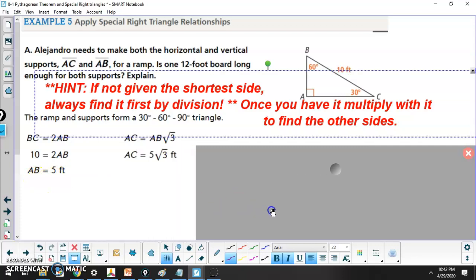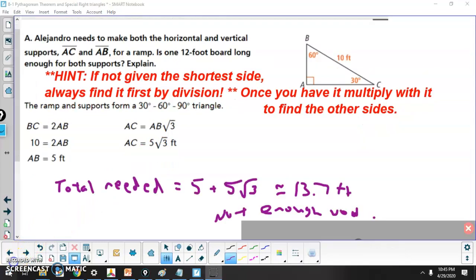And then you would multiply 5 times the square root of 3 to get the middle side. All right. Now, does he have enough wood? Well, let's find out. All right. So I added up the short side and the middle side, and I got 13 and 7/10 feet. He's not going to have enough wood.